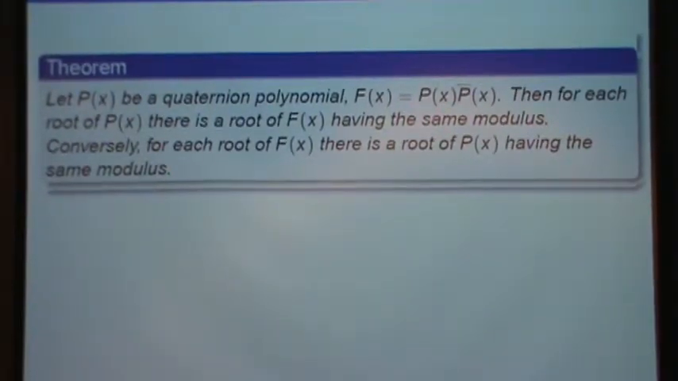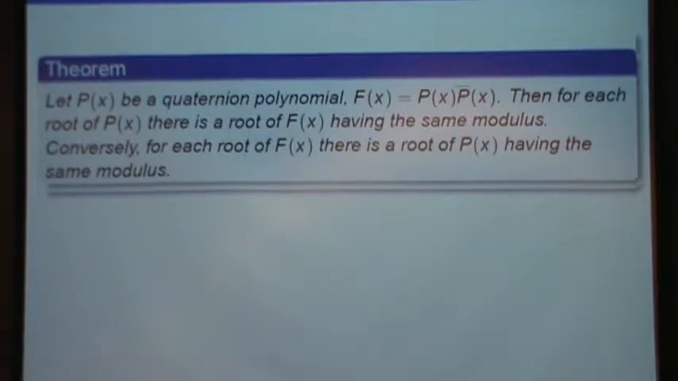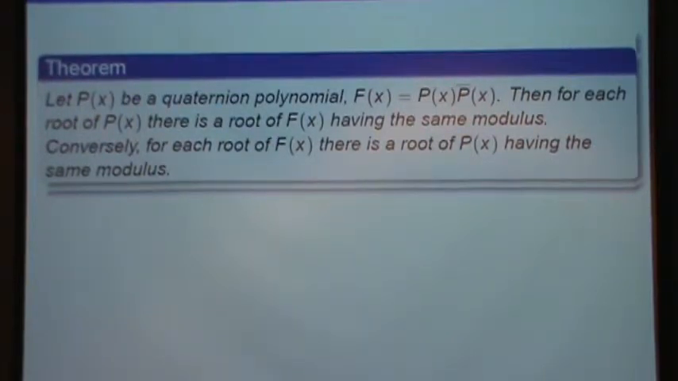Suppose that p is a Quaternion polynomial, consider f of x. Then for each root of p of x, there is a root of f of x having the same modulus. Conversely, for each root of f of x, there is a root of p of x having the same modulus. So this means that if I want to bound the roots of a given Quaternion polynomial, I might as well go to f of x.